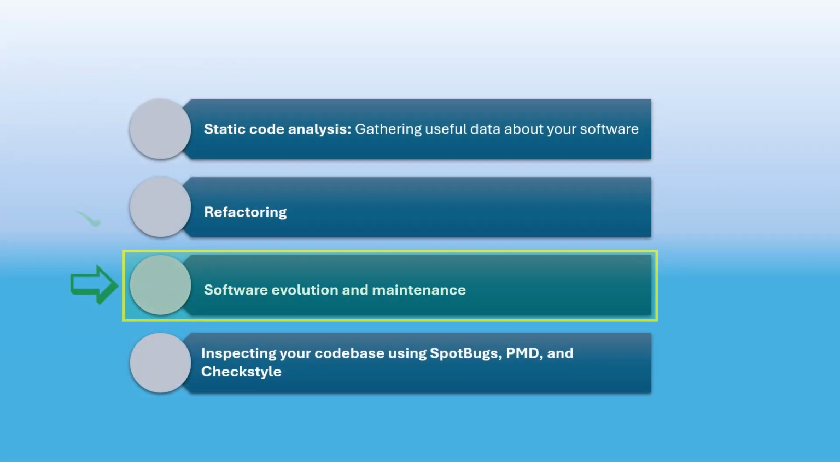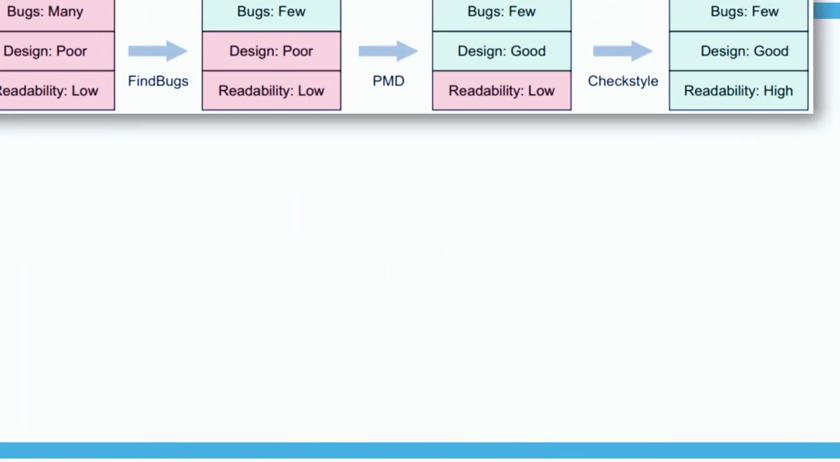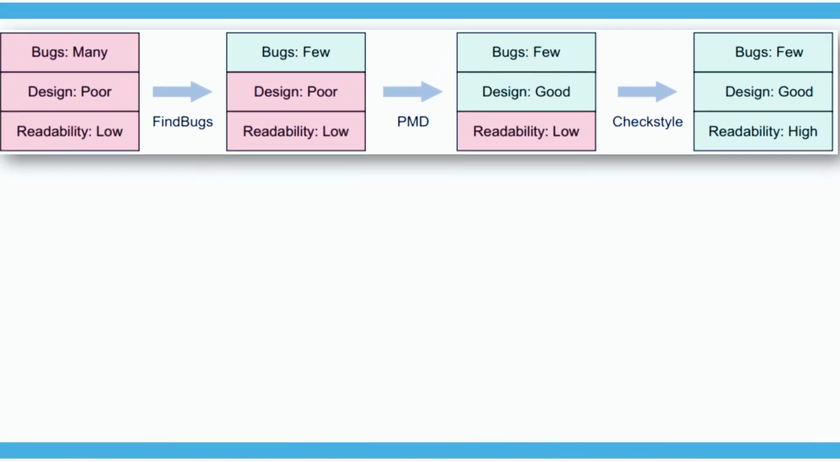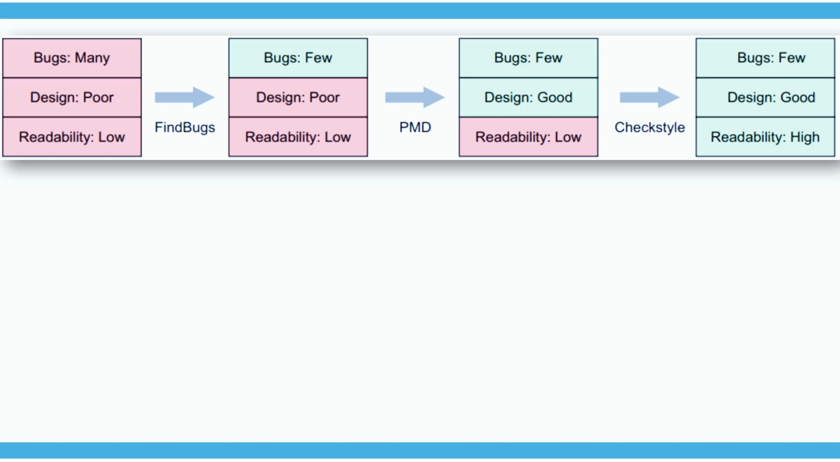Until now, we have discussed how static code analysis and refactoring help us to improve the internal quality of software systems. Static code analysis tools such as SpotBugs, PMD, Checkstyle help us to detect bugs, improve the design quality and increase the readability without executing the program. So this diagram you are seeing here demonstrates how static analysis tools gradually improve the software quality.